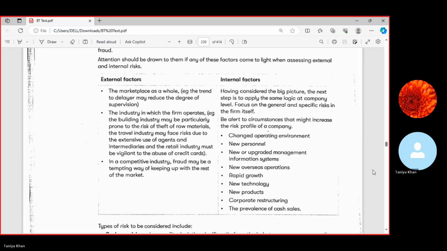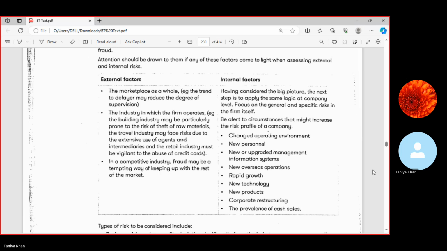Then the industry in which the firm operates, like the building industry, may be particularly prone to the risk of theft of raw material. We know that if we are in the construction field, there will be a very huge risk of theft of raw materials. The travel industry may face risk due to extensive use of agents and intermediaries. And the retail industry must be vigilant to the abuse of credit cards. So these are all external factors.